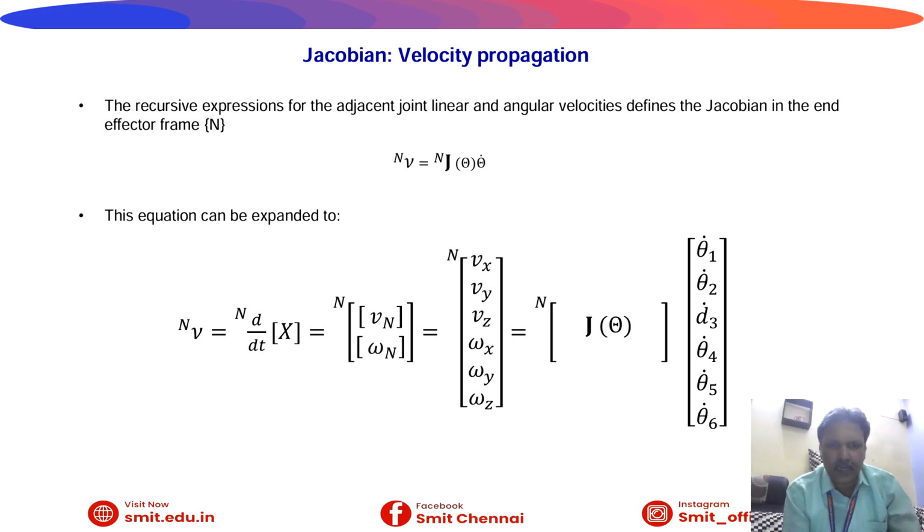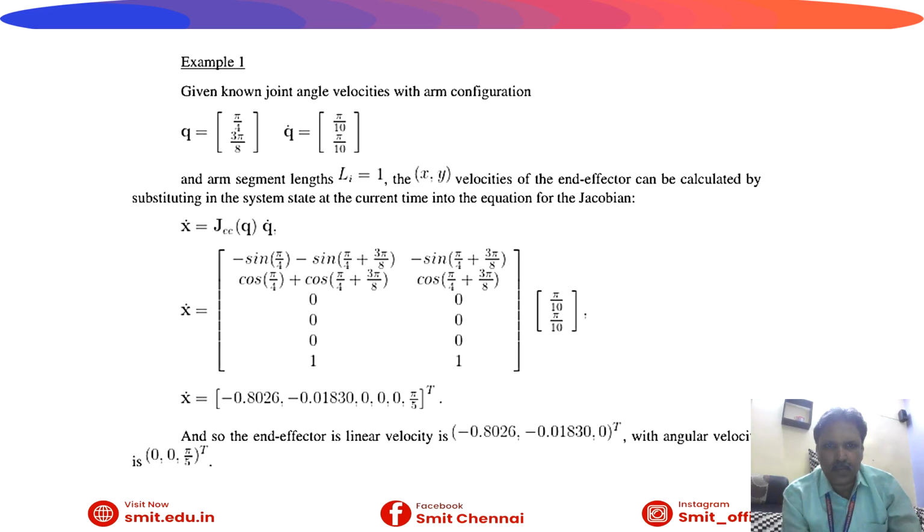Here, in the second line, nv equals n d by dt of x, which is equal to vx, vy, vz, omega x, omega y, omega z. That is in the Jacobian matrix. We wrote the multiplication of the quantities that should be taken into account. That is angular displacement: when it is rotating, how much it is displaced. That is theta 1 dot, theta 2 dot, followed by the numbers.